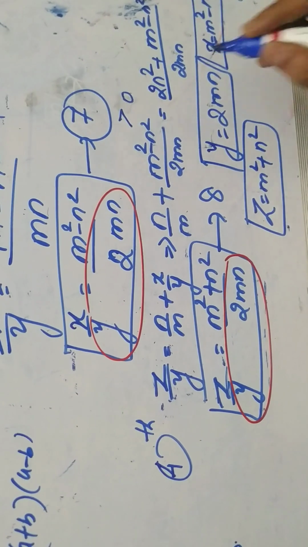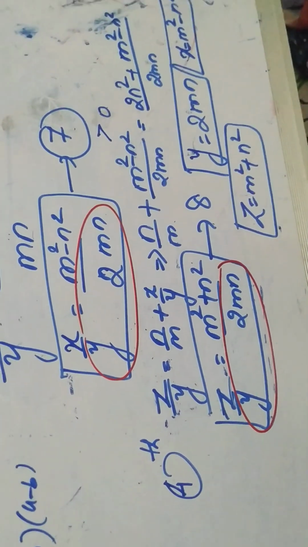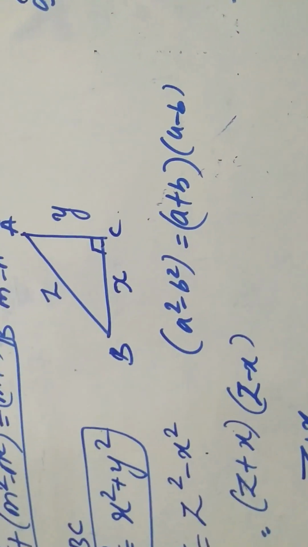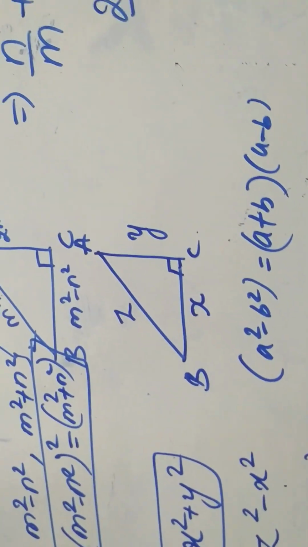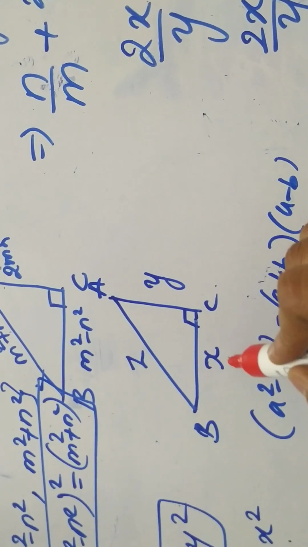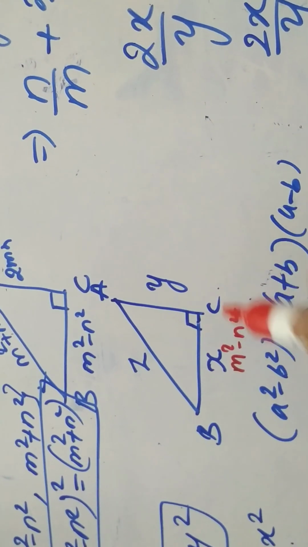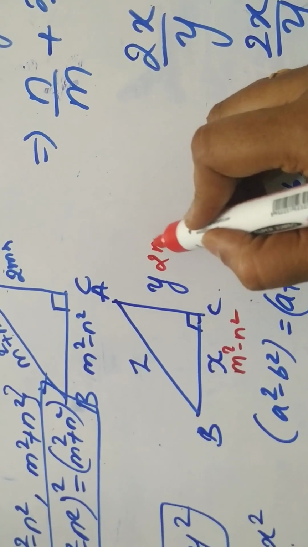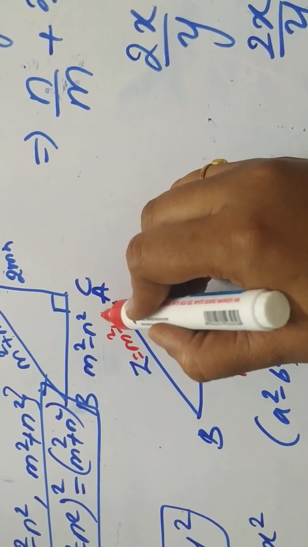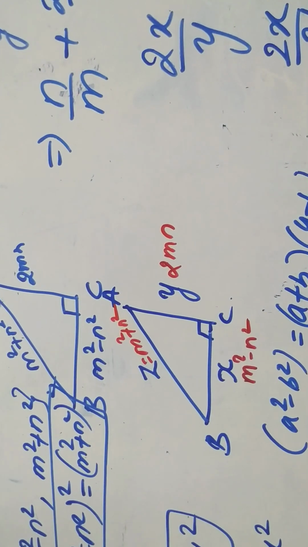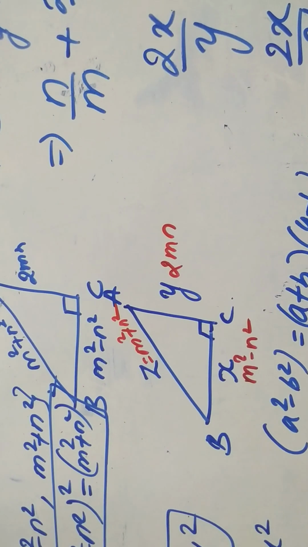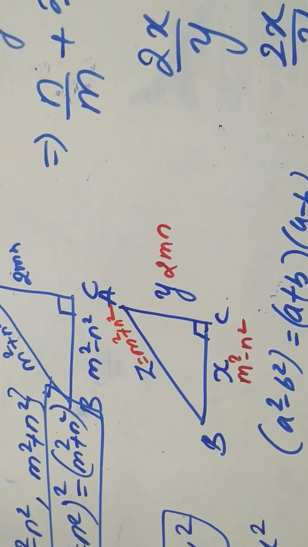So going back to our diagram, we got the values of x, y and z. So when I go for our right angle triangle, instead of x we have got it as m square minus n square. Instead of y we got as 2mn. Instead of z we got it as m square plus n square. So the sides values are known. Now we can apply Pythagoras theorem that will satisfy the proof of Pythagorean triplet.